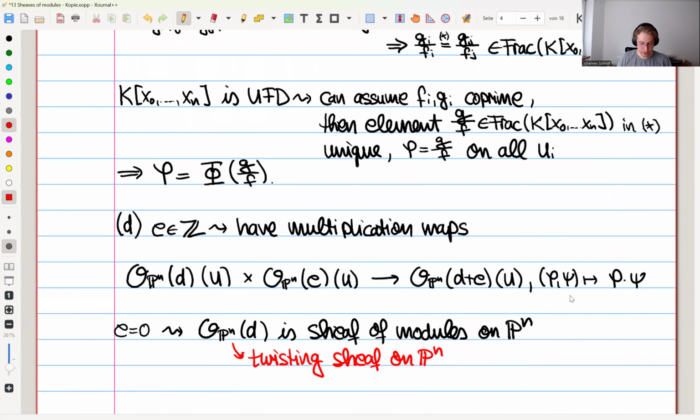Okay. And then if we specialize to E equals 0, then we see we can take any section of O(D), multiply by a regular function, because this is now O(0), so the regular functions, and get a section of O(D+0), so again in O(D). So this gives the desired multiplication map that we want. And then you go through this list of properties that it's compatible with restrictions. All of this works out. And so this indeed becomes a sheaf of modules on Pn. And this is called the twisting sheaf on Pn.